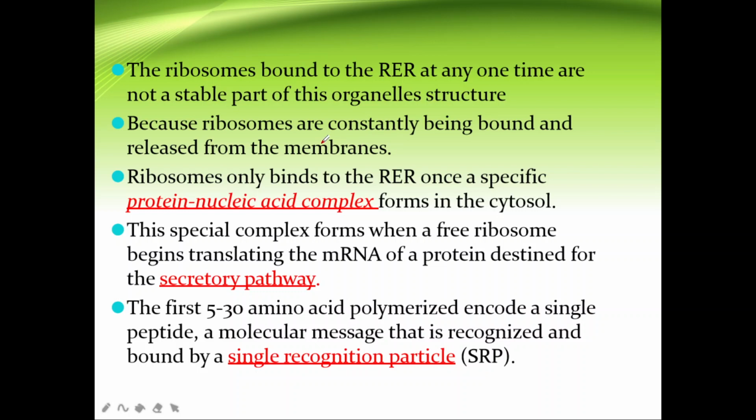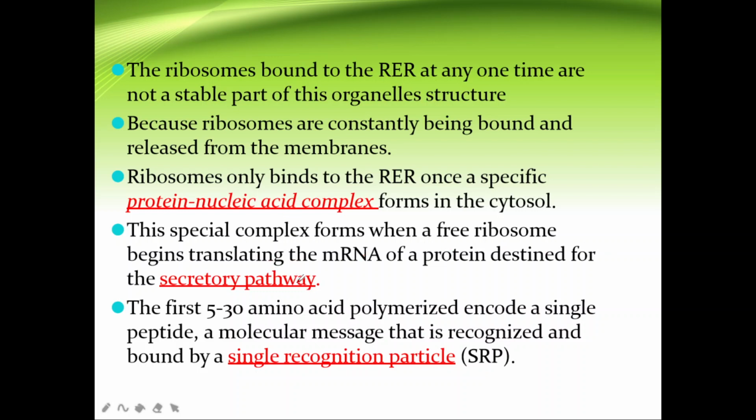So, when this detaches, these ribosomes detach also and bind also. This process is constantly going on. So, it is like a cycle in which the ribosomes get attached at the outermost membrane and get removed from it and move freely in the cell cytoplasm. The ribosomes only bind to the RER once a specific protein-nucleic acid complex forms in the cytosol. This special complex forms when a free ribosome begins translating the mRNA of a protein destined for the secretory pathway.